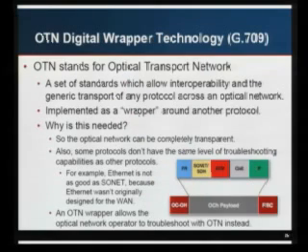So G709 is what's called the OTN digital wrapper. OTN stands for Optical Transport Network. It's a set of standards that allows interoperability from an optical transport perspective across an optical network. Why do you need this? Basically, it's so the optical network is completely transparent.